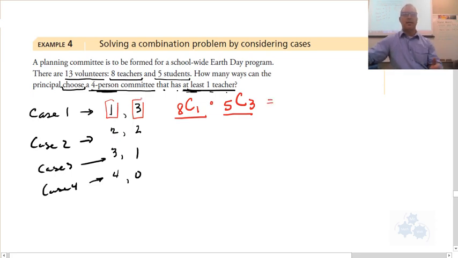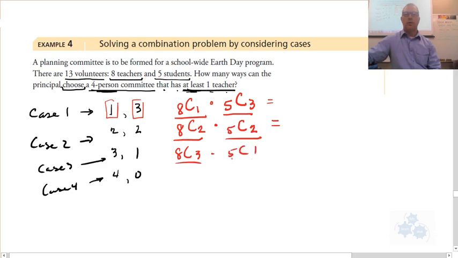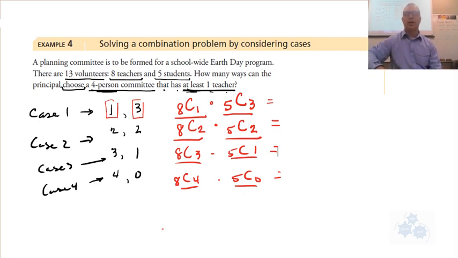Then we're going to do this second case where we have 8 teachers and we want to choose 2 of them, and 5 students, and choose 2. And so on. 8 choose 3, 5 choose 1, and then 8 choose 4, and 5 choose 0. 5 choose 0. What's 5 choose 0, do you think? What's the value for 5 choose 0? We have 5 and we want to choose none of them. How many different ways can we do that? Is it 1, 5, or 0?